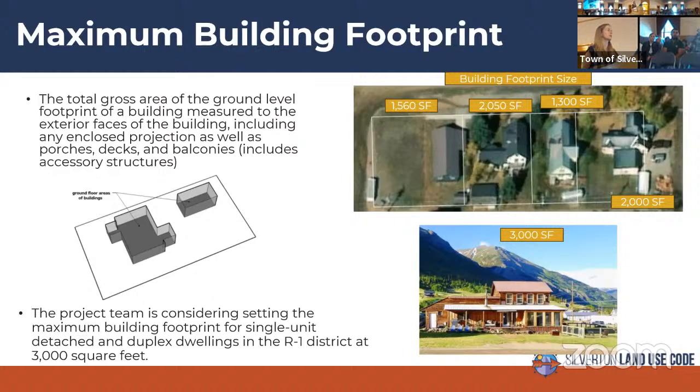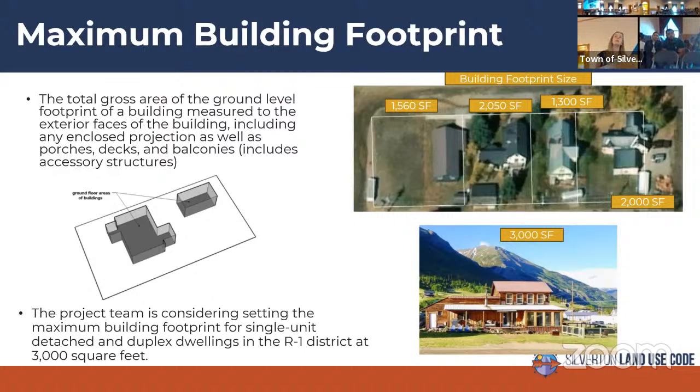Next slide, please. So the maximum building footprint is intended to address the Compass Master Plan's concern about the construction of overly excessively large single unit detached structures. So what the maximum building footprint means is that it's the total area of the ground level footprint of a building, and that includes both principal and accessory buildings, so the house and the garage. And that contributes to your total square footage of building footprint.